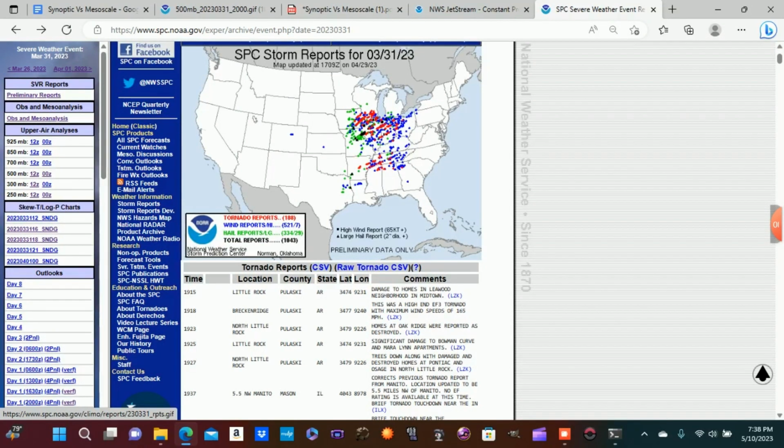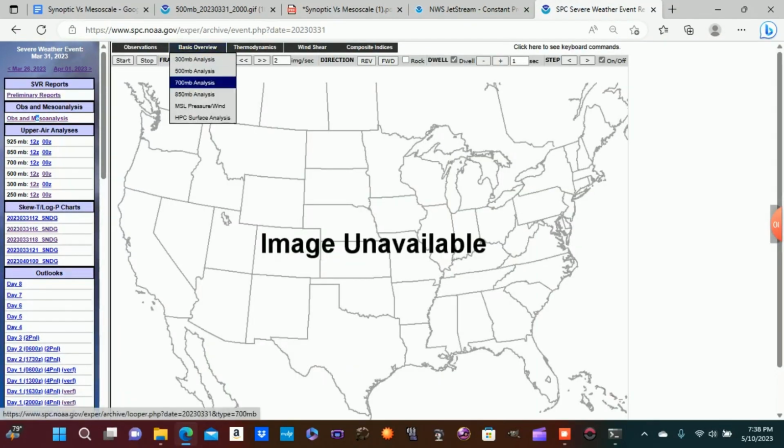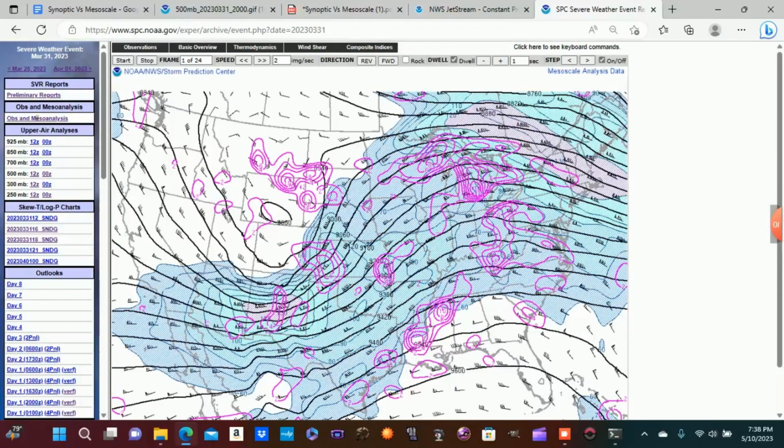The following morning in Georgia. So a very long duration and widespread tornado outbreak from this day. And so we're going to look at some of the roles that lift played for this event. So we're going to look here and start at 300 millibars in the upper atmosphere, and we're looking for the jet stream here.